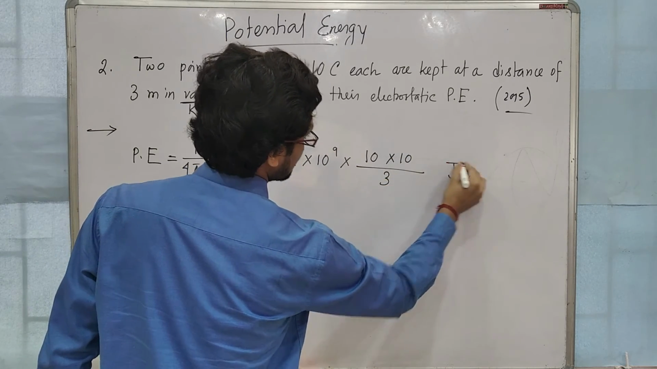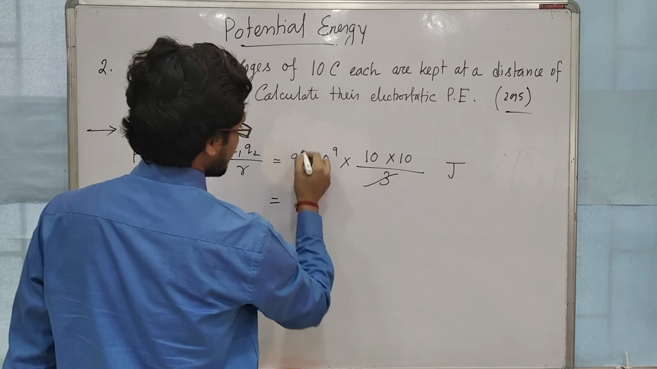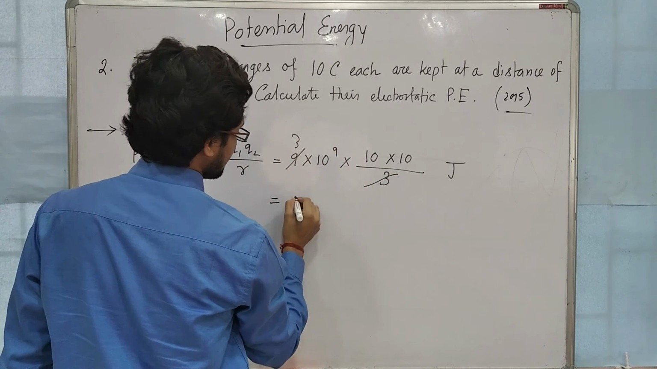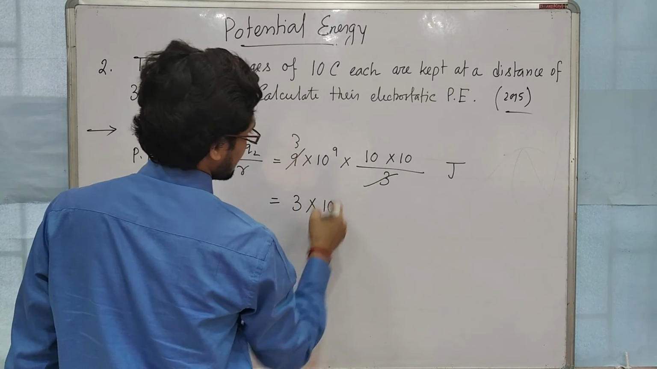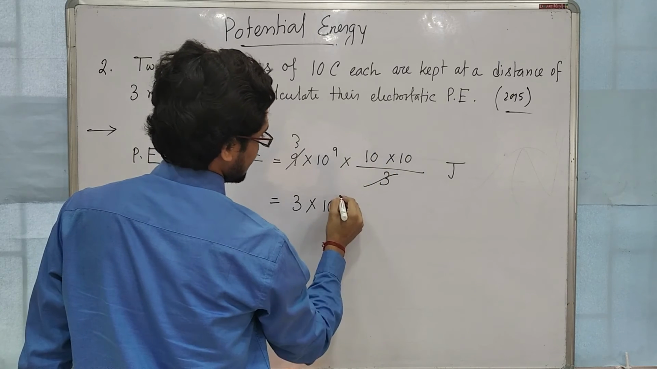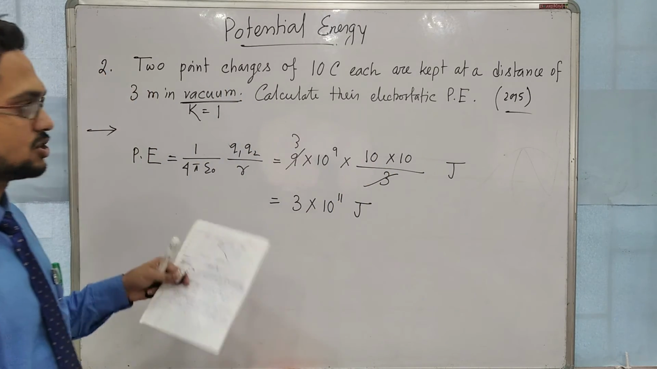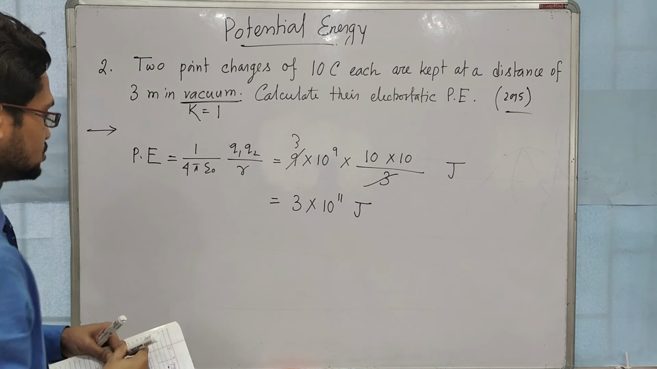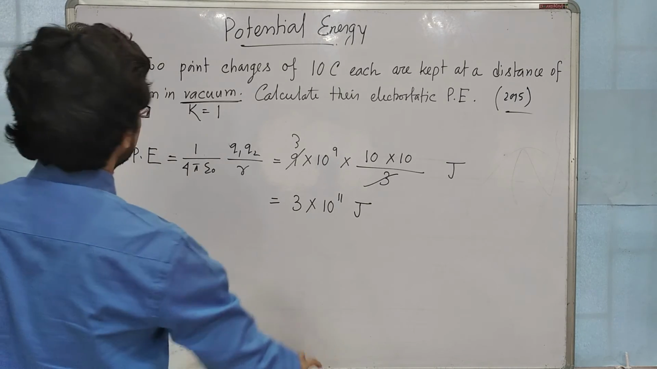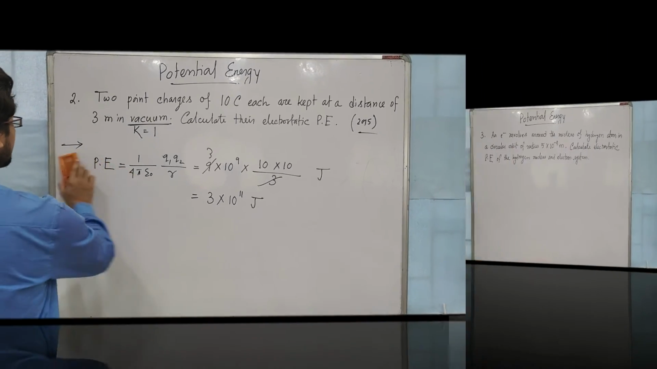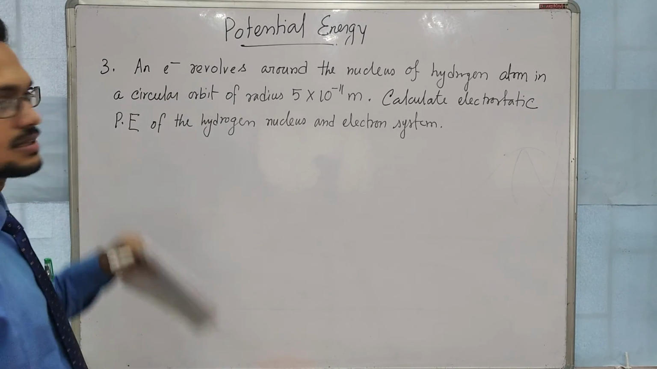Unit will be joule. So 3, 9, 3. So it will be 3 into 10 to the power 11 joule. Again it is positive. That means energy is stored in the system of two charges. Now we will see our last problem. So now this is the third numerical.